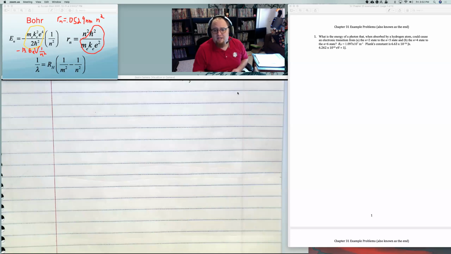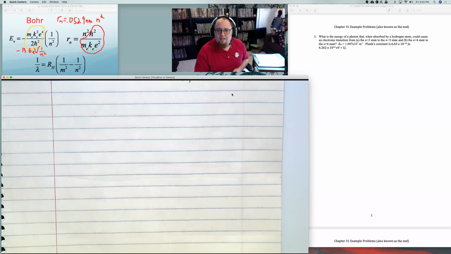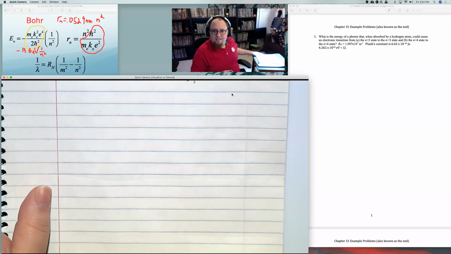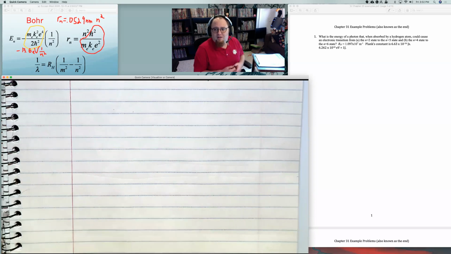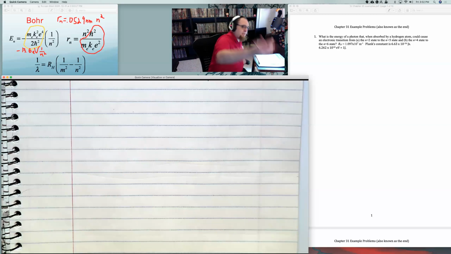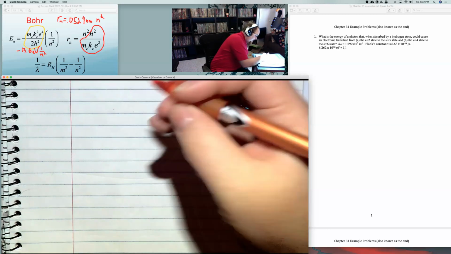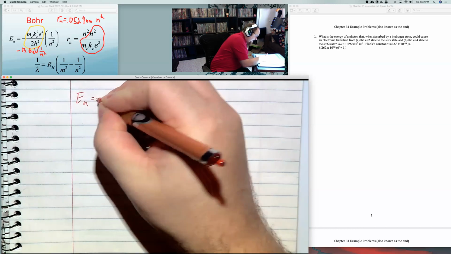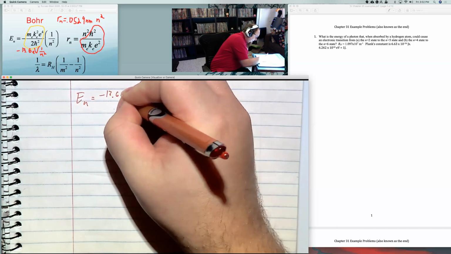The first one says, what is the energy of a photon that, when absorbed by a hydrogen atom, could cause an electronic transition from n equals 2 to n equals 5? Well, here's the idea. Each energy state has an amount of energy, given by that huge equation I wrote up there, which I simplified to negative 13.6 eV over n squared.